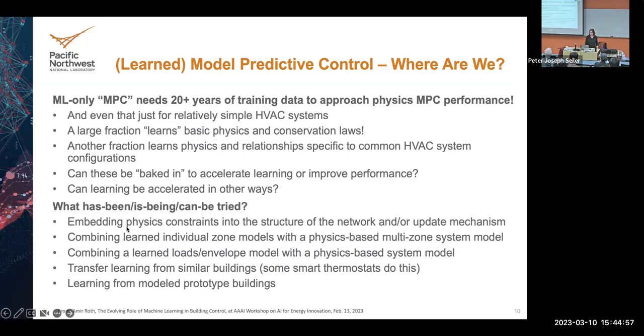And the other things that can be tried, well, you can do a lot of things with embedding constraints in the structure of your neural networks. You can do transfer learning. There are numerous things we can try. And one thing, the things we've looked at were how to replace the optimization based approach with learning of a neural controller.